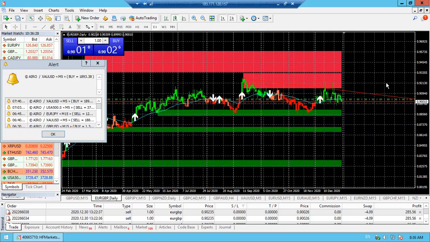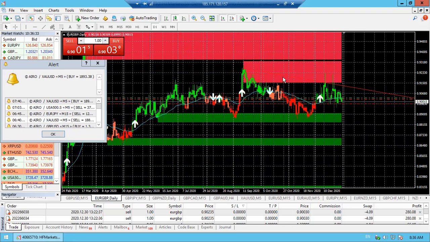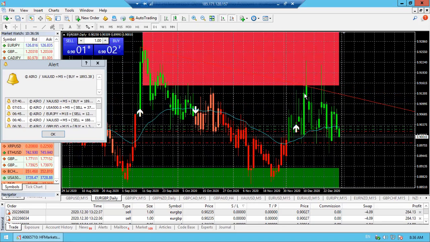If you have attended my classes, I said that the resistance acts as a ceiling, while the support acts as a floor. So when you throw a ball on the ceiling, what does the ball do? It bounces back off the ceiling and comes back to the floor. And if you bounce a ball on a floor, it will bounce back up and go back to the ceiling. This is exactly what the market did here. The market bounced on this resistance and came back down. This is close to how many pips?